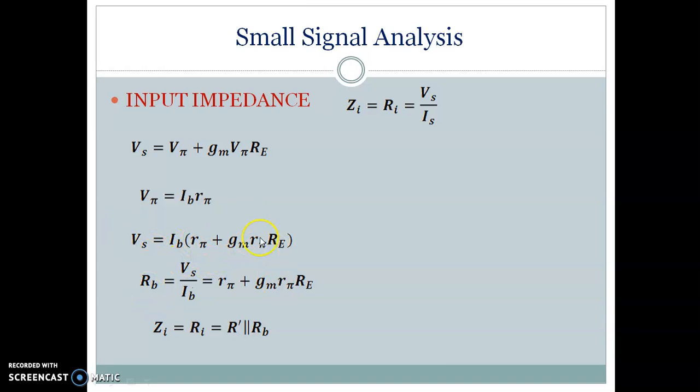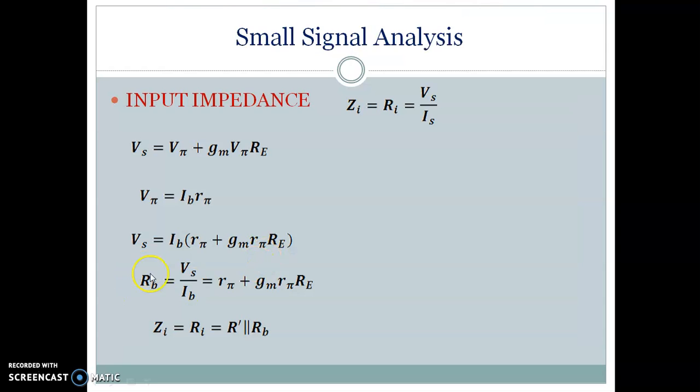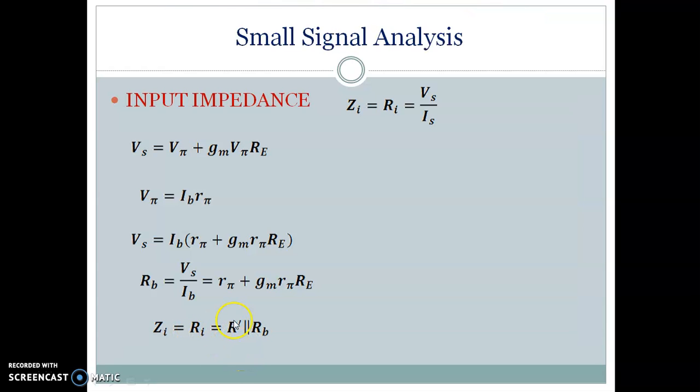We will reduce this to an impedance RB. So this R pi and RE with different currents, we'll reduce to RB, where RB is equal to Vs by IB, which is R pi plus gm R pi RE. And what is your Zi? It is R dash parallel to this impedance. So your Zi will be equal to R dash parallel RB.